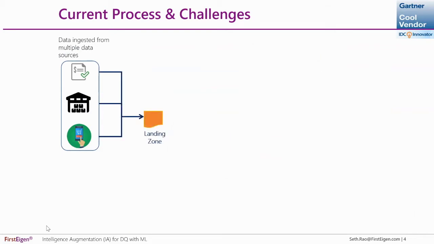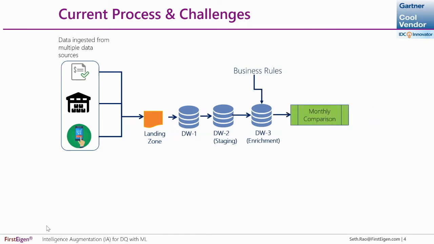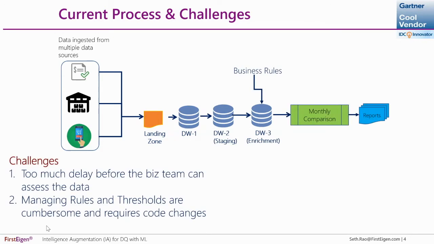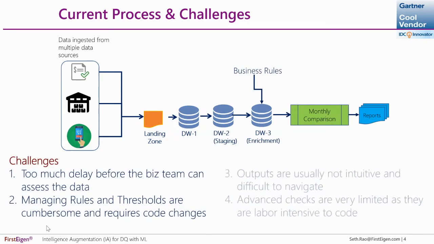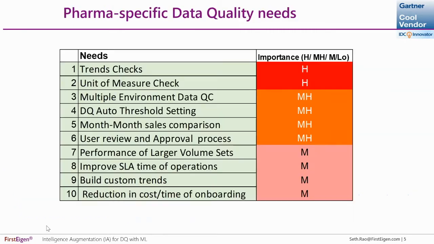Typical overview of the data flow from the landing zone. It goes to multiple data warehouses. It's enriched along the process and validated. There's too much delay before the business team can access the data. Managing rules and thresholds is very hard, and advanced checks are very limited as they are laborious to code.